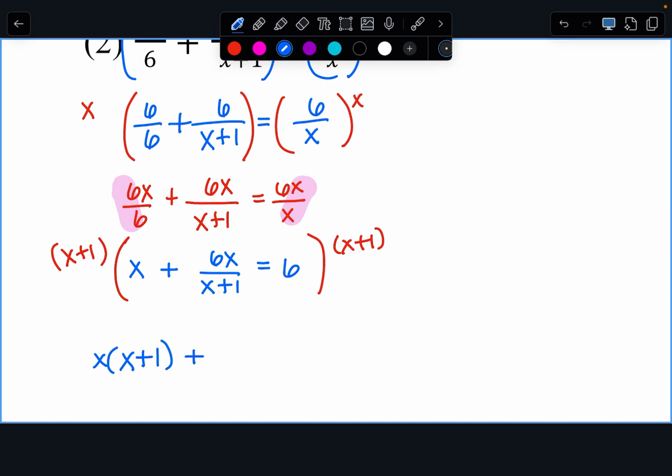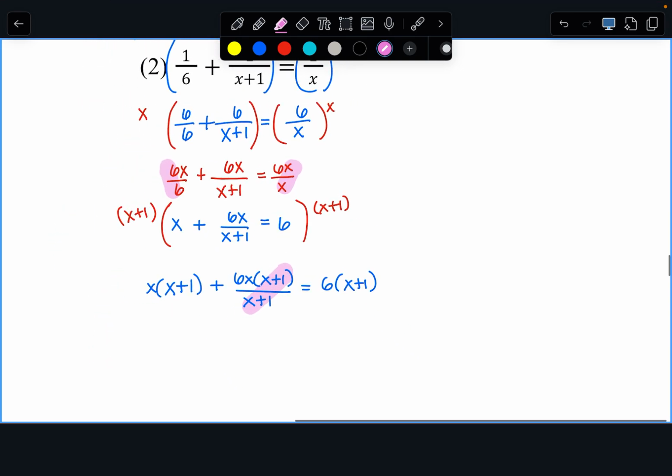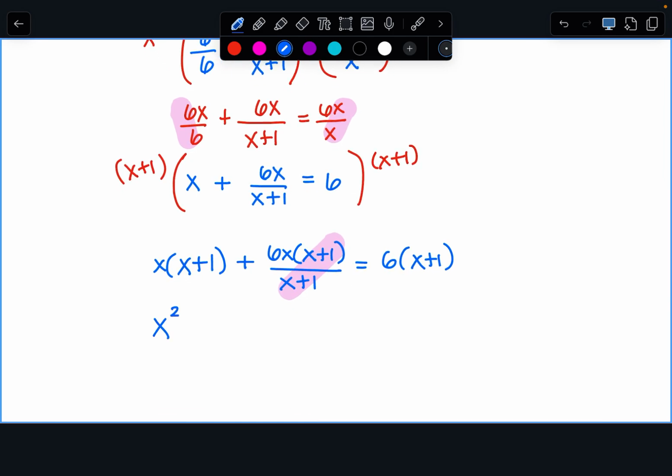Thank you. Plus 6x times x plus 1 over x plus 1, 6 times x plus 1. And what you'll notice is that it cancels when it was that thing being multiplied. So now we're going to simplify a bit. X times x plus 1 is x squared plus 1x. Then we have plus 6x equals 6x plus 6. All we did was distribute.